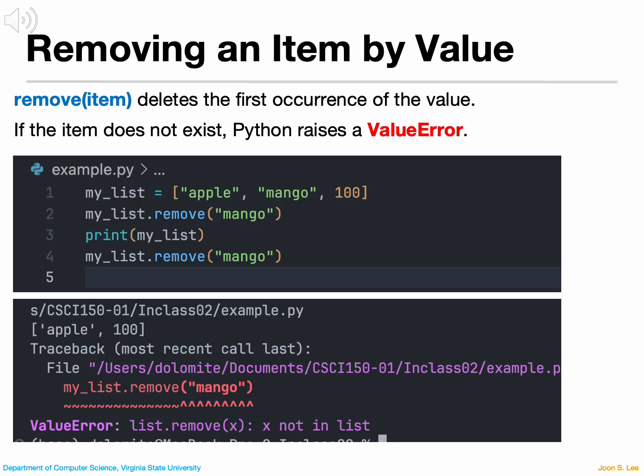Now let's look at how to remove something from a list. One of the easiest ways is by using the remove method. Here's how it works. You tell Python the value you want to remove, and it takes out the first match it finds. So what happens here?